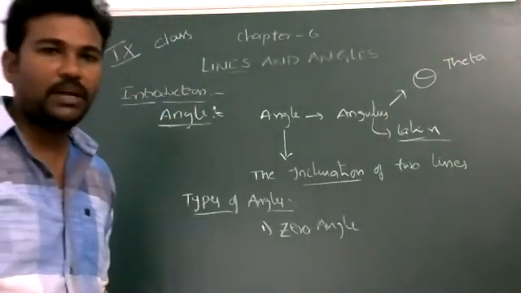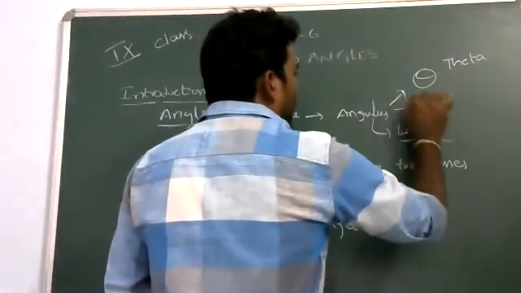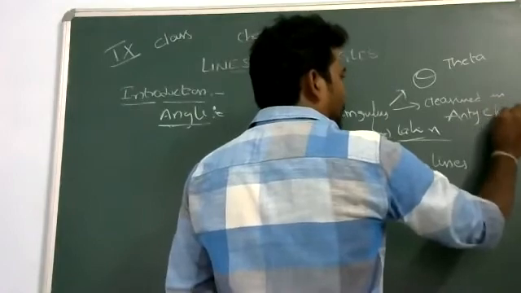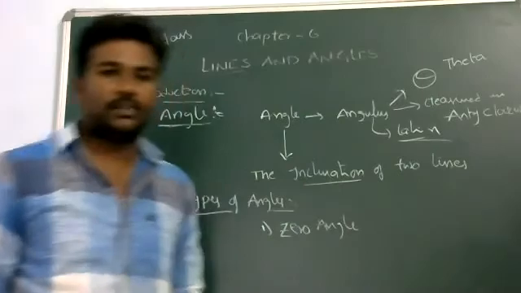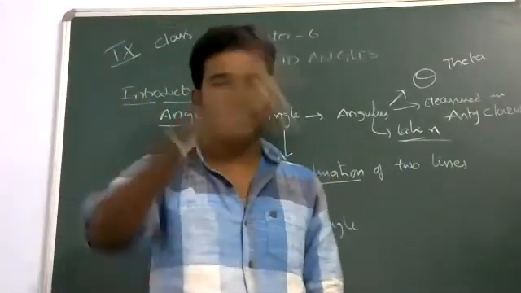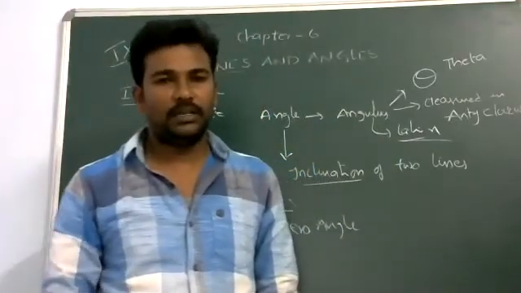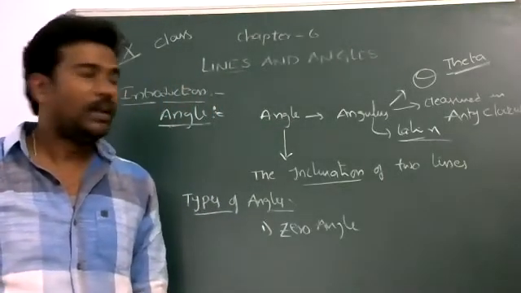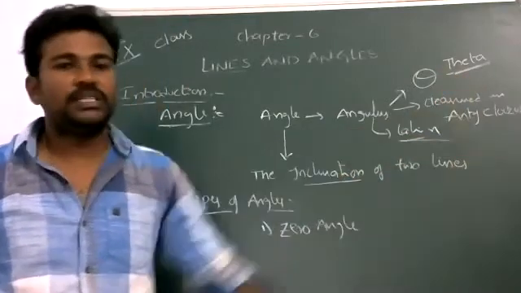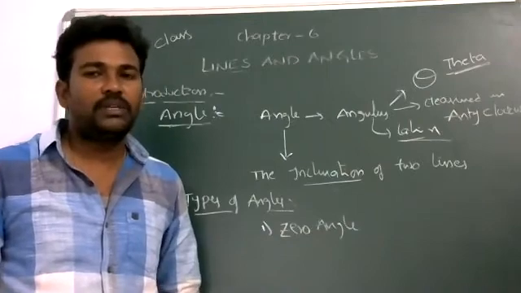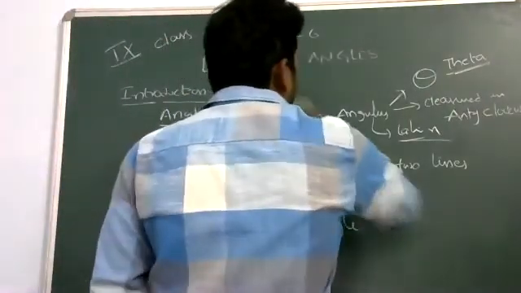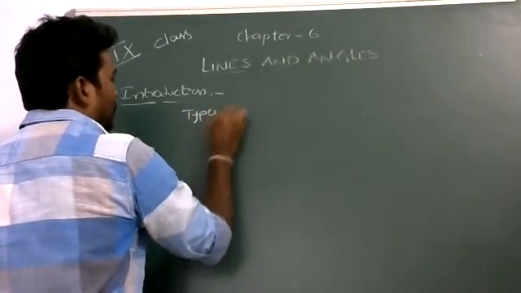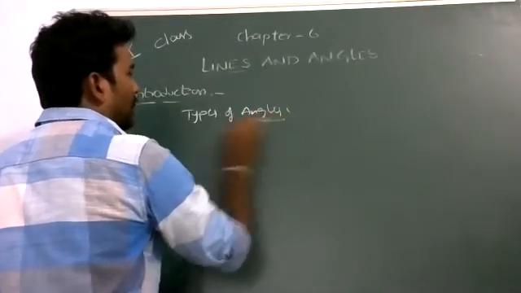Angles are always represented with the symbol theta, and angles are always measured in the anti-clockwise direction. This represents the clockwise direction, and this one represents the anti-clockwise direction. Is it clear? That is more important: angles are always measured in anti-clockwise direction. Now comes the types of angles.